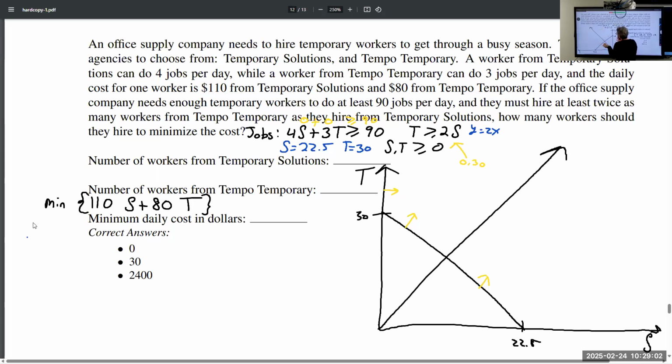So if I plug in 30 is greater than 0, that's true. If I plug in 22.5 times 2 is less than 0, that's false. So I have to be on this side of the line. That would be the only one that satisfies it. So now I know my direction. Now I can find my corner points.